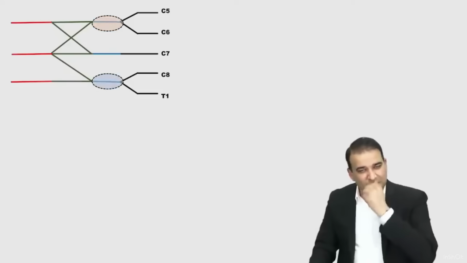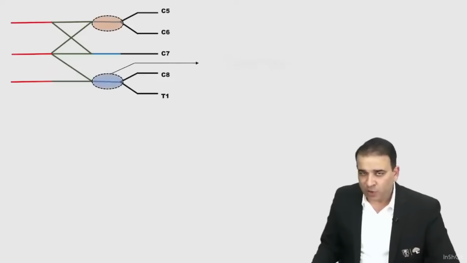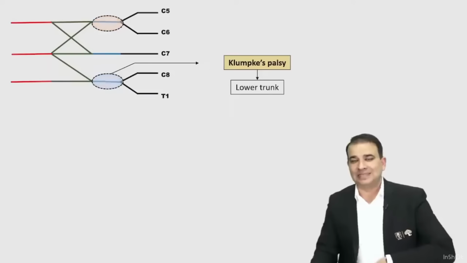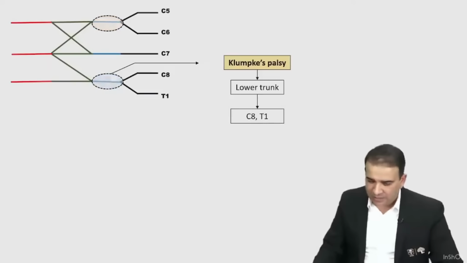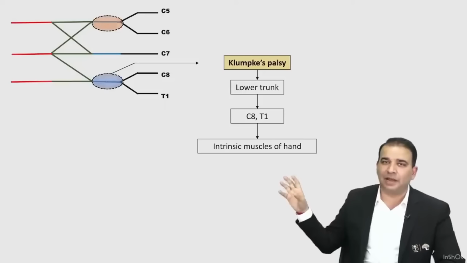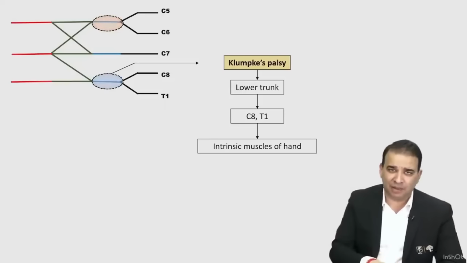Now the injury to the lower trunk of the brachial plexus is Klumpke's palsy. The root value affected in Klumpke's palsy is C8 and T1. Now C8 and T1 is the major root value for the intrinsic muscles of the hand. The intrinsic muscles of the hand are supplied by the ulnar nerve, and some of them might be supplied by the median nerve also.